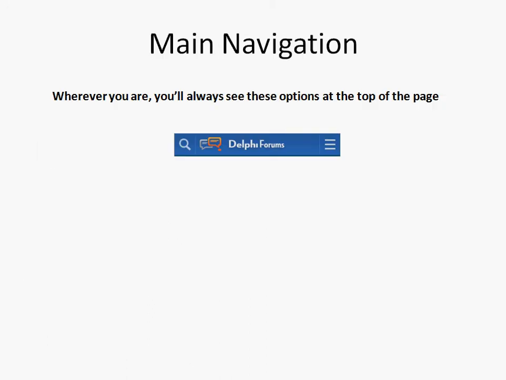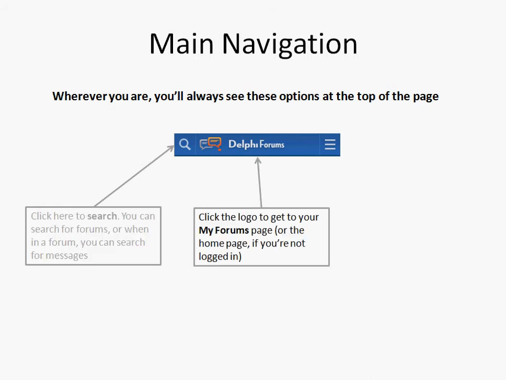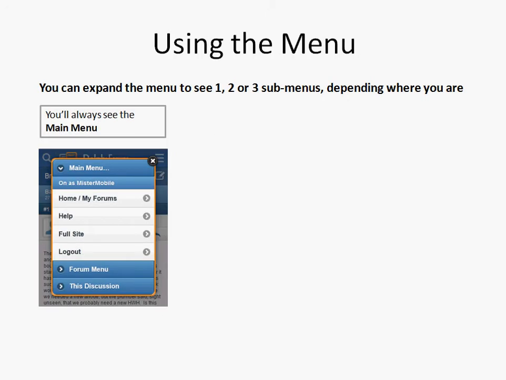Wherever you are on Delphi Forums Mobile, you'll always see these options at the top of the page. Click here to search. You can search for forums, or when in a forum, you can search for messages. Click the logo to get to your My Forums page, or the home page if you're not logged in. And perhaps most importantly, click here to launch the menu. So let's take a look at the menu.